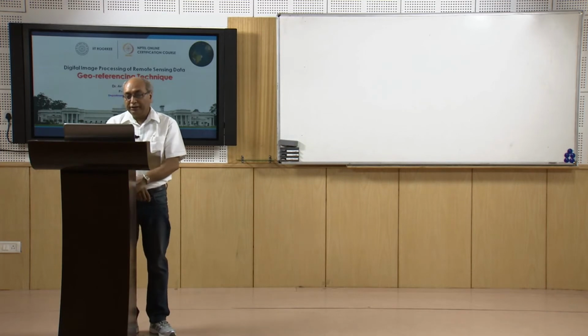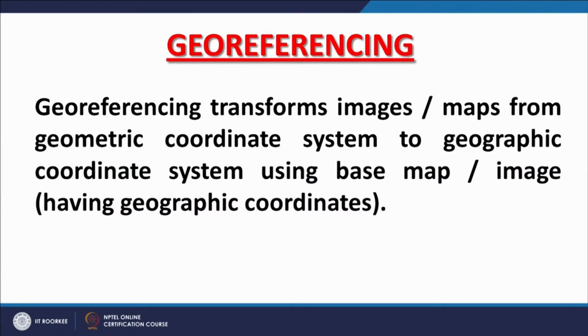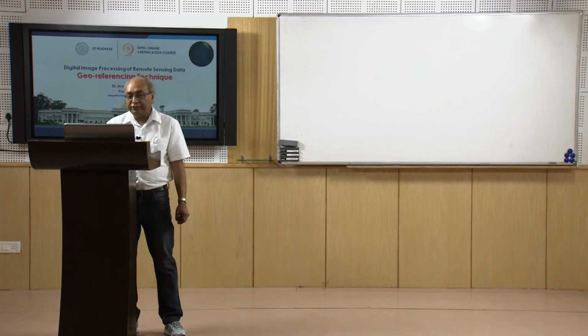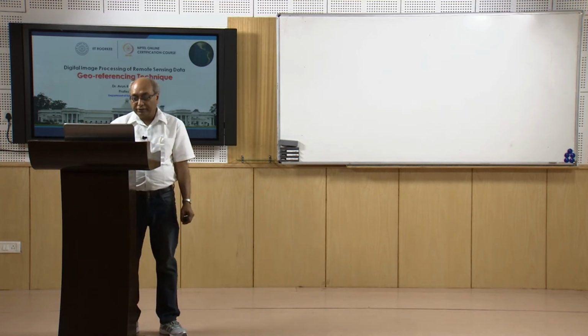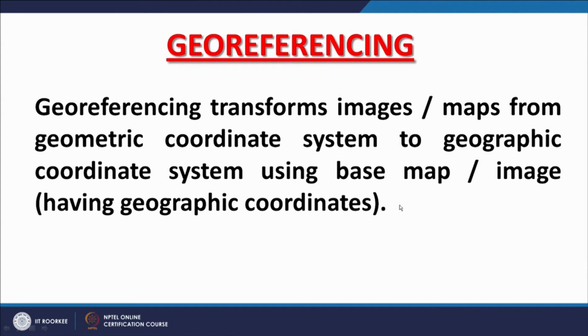So geo-referencing basically transforms images and maps from geometric coordinate system to geographic coordinate system. And this entire concept, in digital image processing and also in geographic information systems, is based on the mathematics which we have gone through in our early days, coordinate geometry. So the concepts really come from coordinate geometry, and that is why it is geometric coordinate system to geographic coordinate system, using a base map or an image having geographic coordinates.